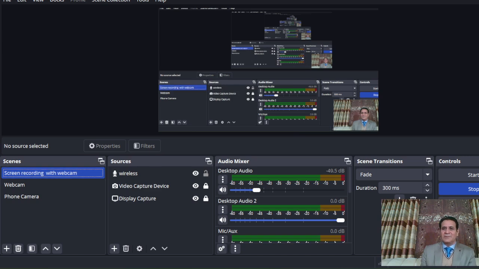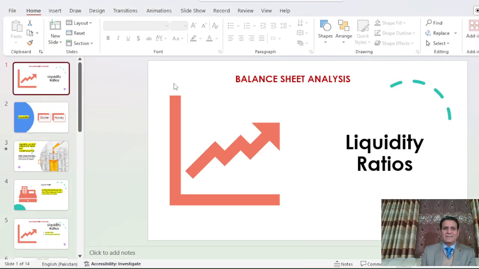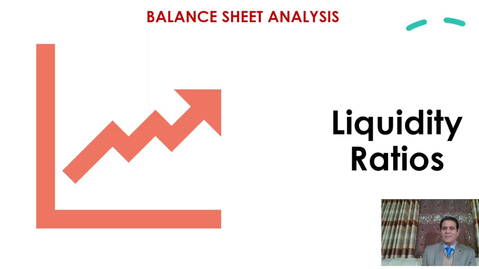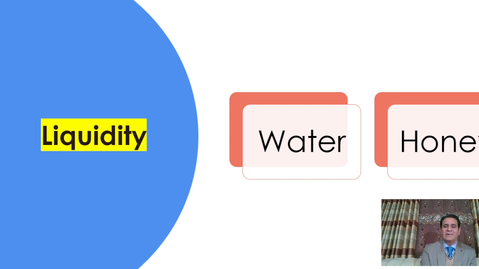The liquidity ratios are important, and they are the current ratio and the quick ratio. Before going into the discussion of the liquidity ratio, it would be better to understand the word liquid. You know, water is liquid and honey is also a liquid. But the liquidity of water is more compared to honey, because when water is converting from one shape to another shape, it takes less time and loses less volume compared to honey.